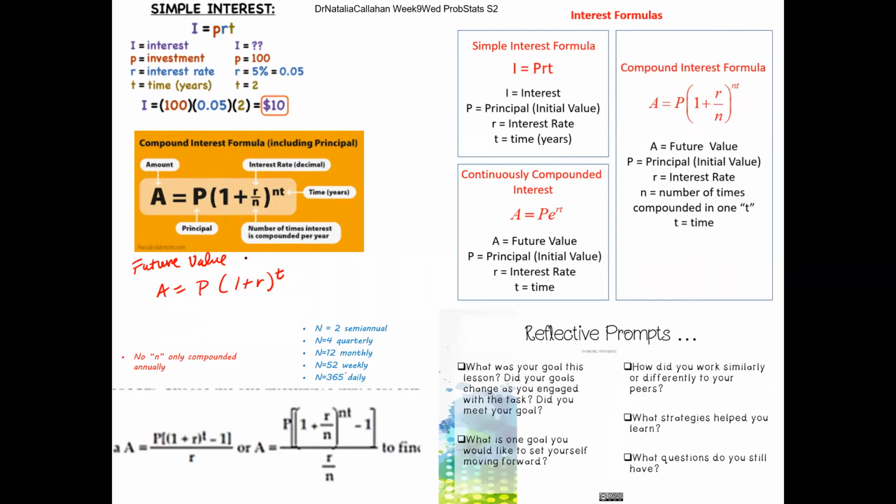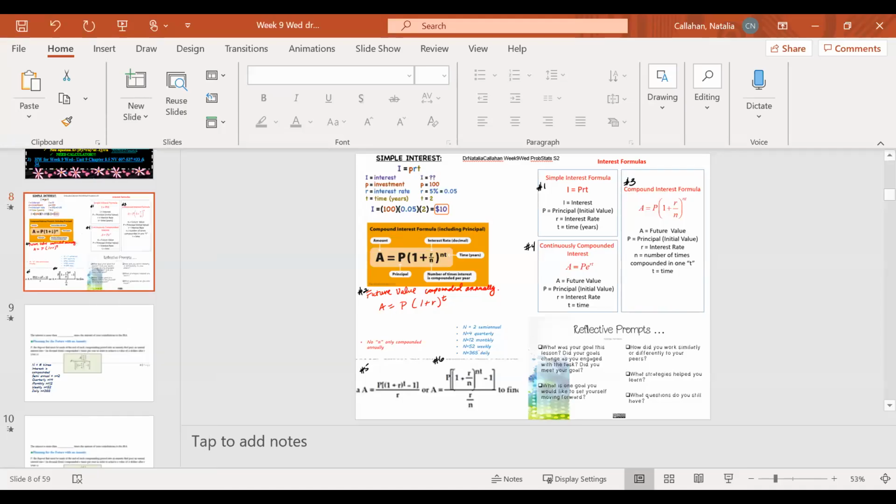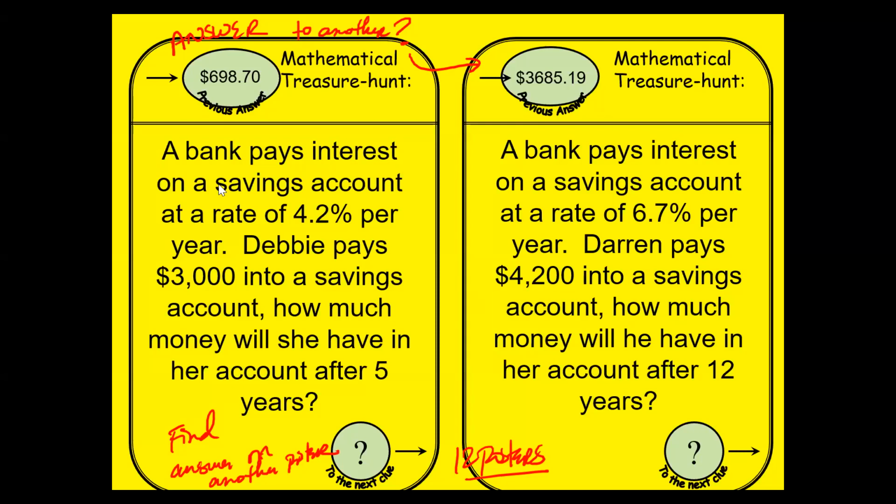And this is for future value that is compounded annually. From here, there were a few that we talked about: the first one, second one, third one, fourth one, fifth formula, and sixth formula. These are all the formulas that we discussed, and you have that formula sheet that you are welcome to use for this. Here are the first 2 sets of questions. Answer these 2 questions on a separate piece of paper.